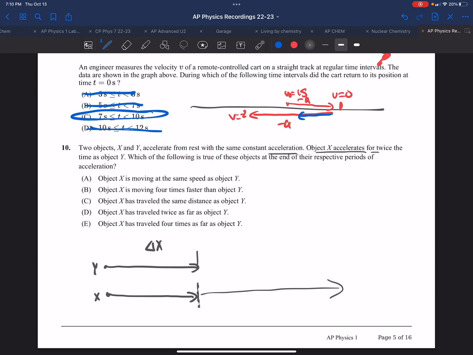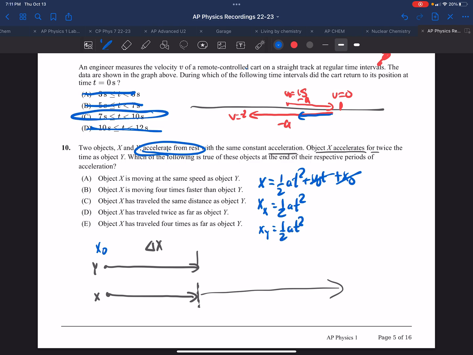All right? So let's take a look at what this means. We've got X, they accelerate from rest. So our equation that would describe this is x = 1/2 at squared plus v0t plus x0. We can make these both x0. From rest means v0 is 0. So we're looking at an equation of xx = 1/2 at squared, and xy = 1/2 at squared.